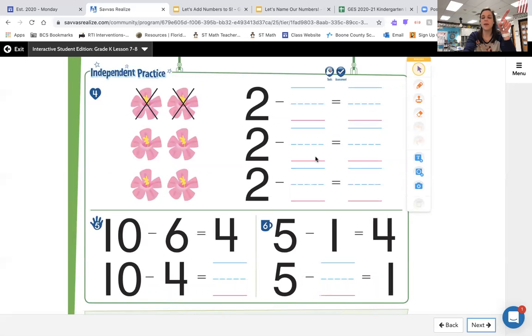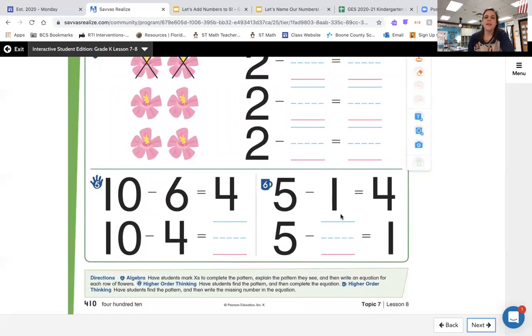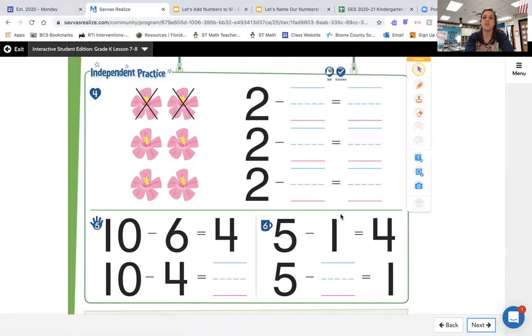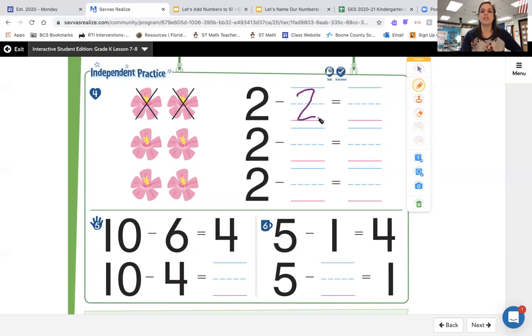Alrighty, let's skip to page 410. On page 410, it tells us that we are going to mark X's to complete the number pattern and explain our pattern by writing a matching subtraction sentence. Okay, so the first one is already completed for us on the picture. It shows us 2 flowers in this row with X's on them. So if I have 2 flowers with X's, that tells me how many flowers are being taken away. 2, right? So we're going to write a 2 on the next line of our first subtraction sentence.